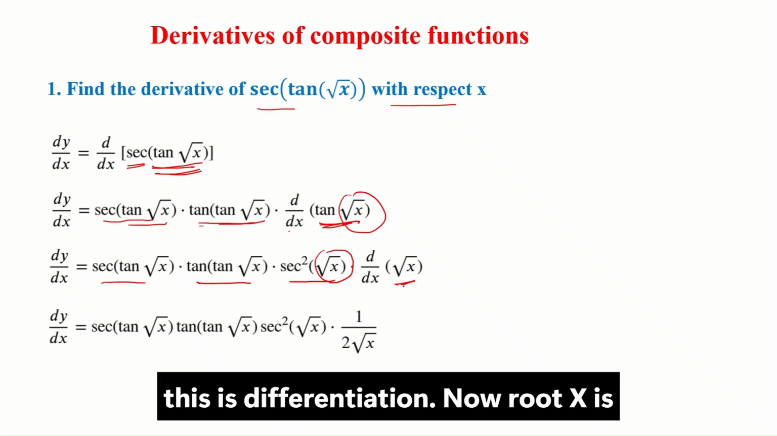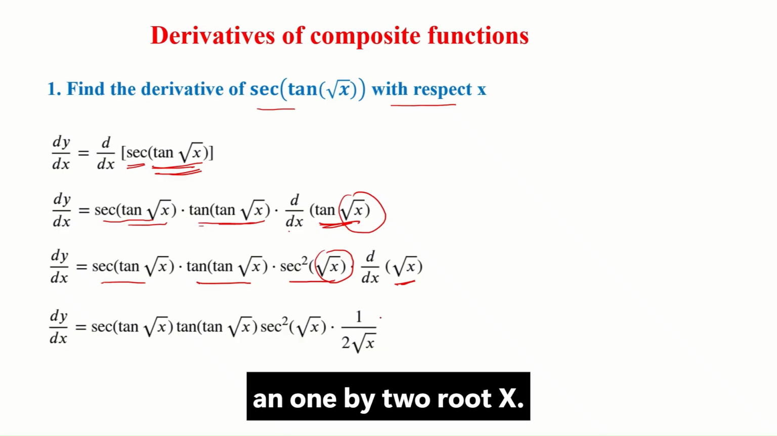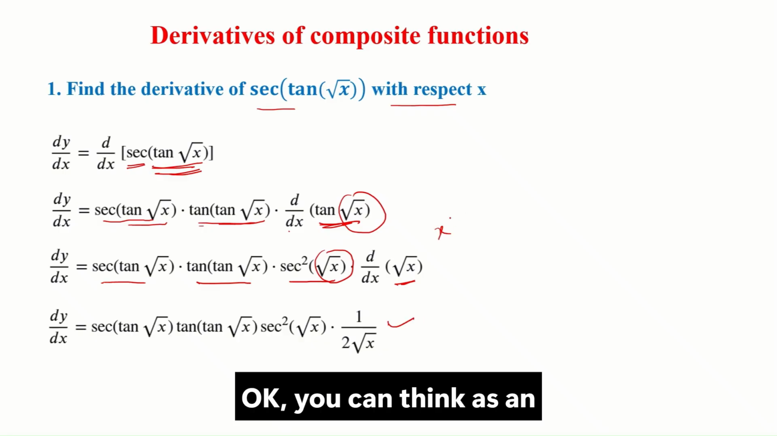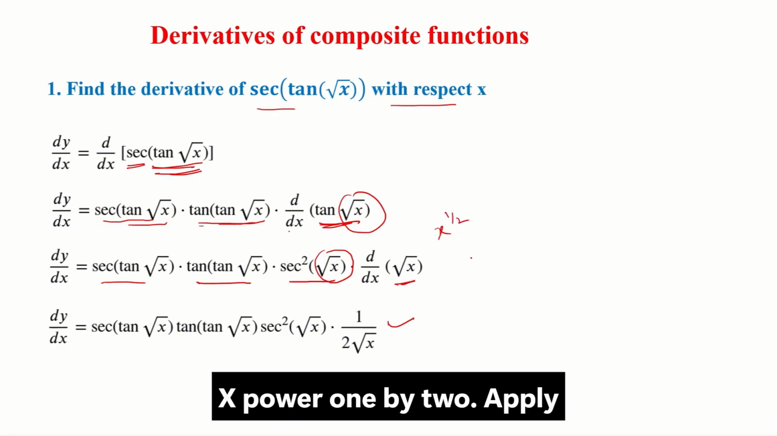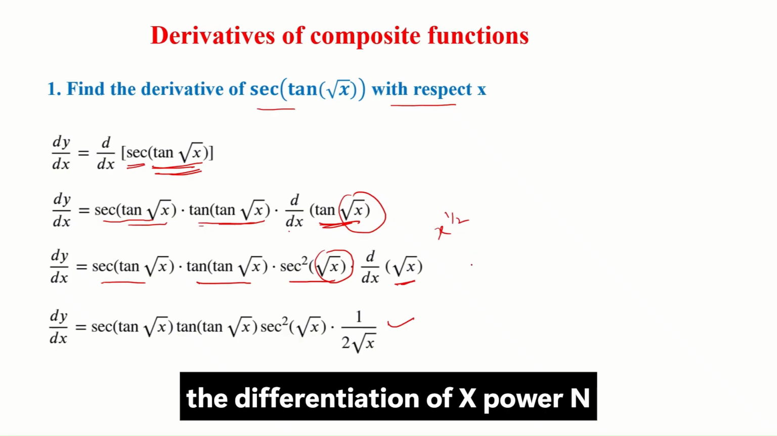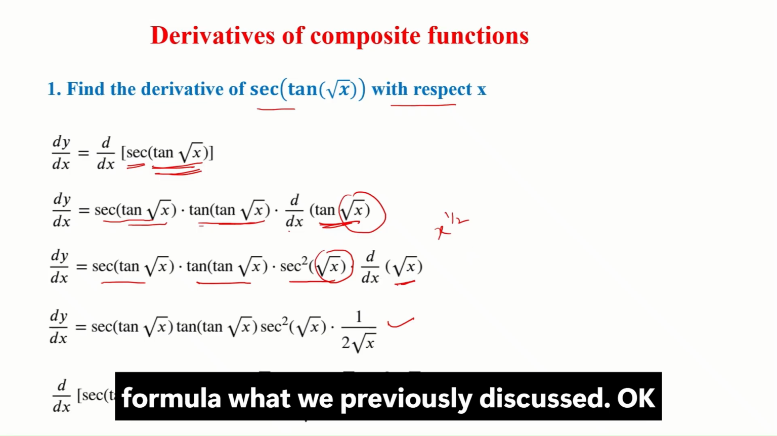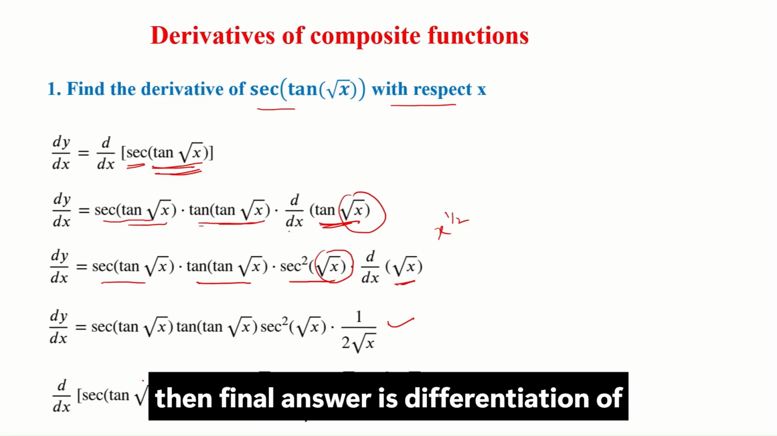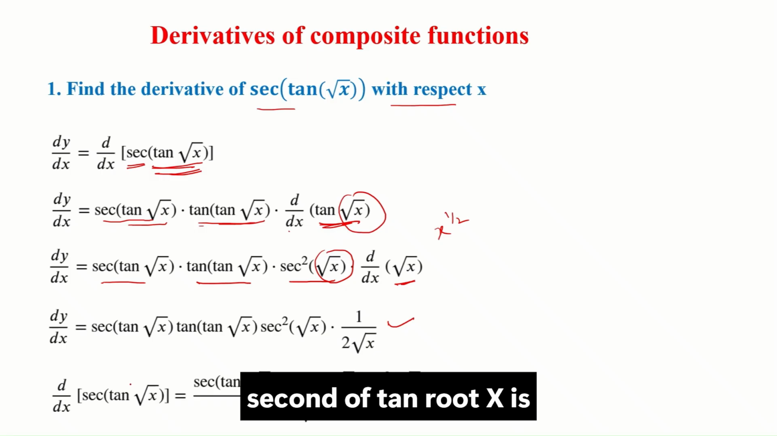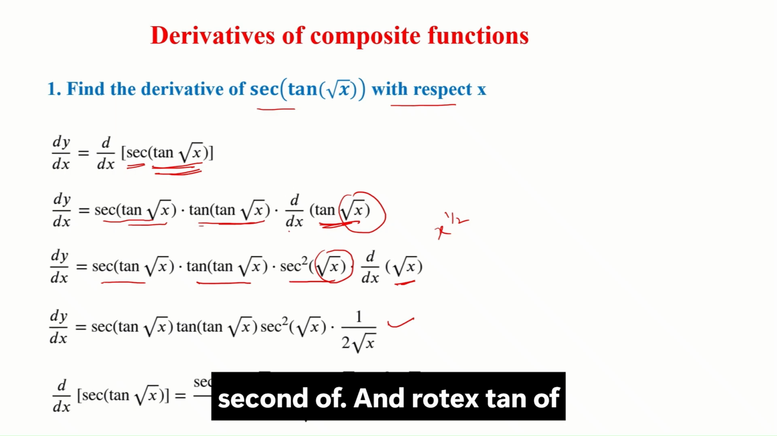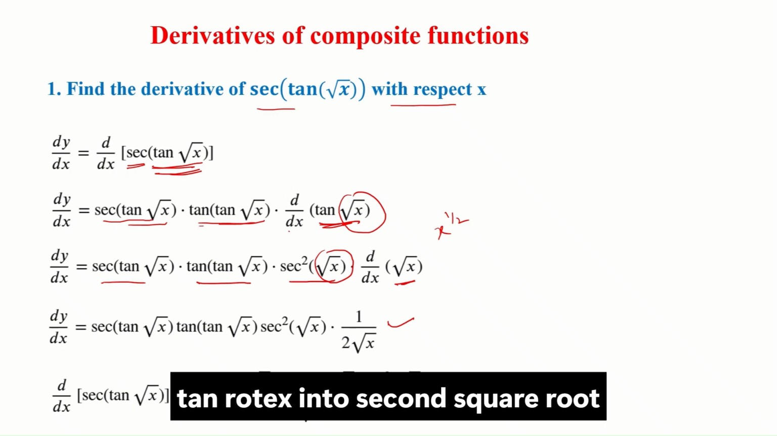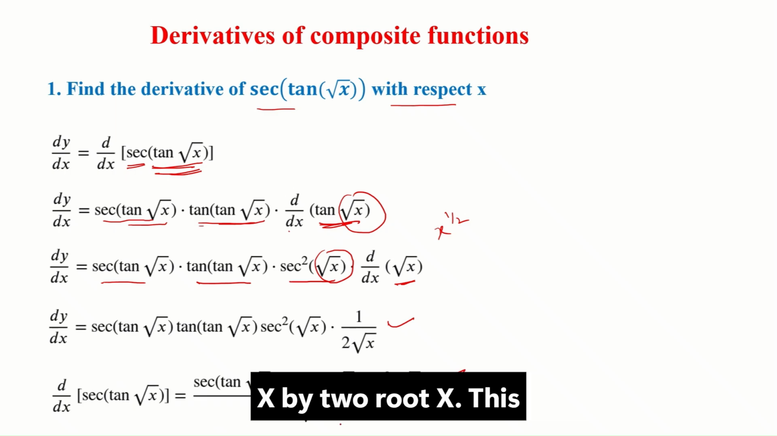The differentiation of root x is 1 by 2 root x. Now you can think of it as x power 1 by 2. Apply the differentiation of x power n formula that we previously discussed. Then the final answer is: differentiation of secant of tan root x is secant of tan root x, tan of tan root x, into secant square root x by 2 root x. This is the final answer.